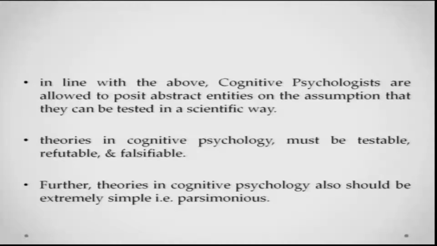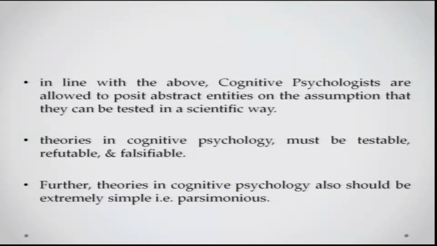Now, in line with the above, cognitive psychologists also try to do a similar thing. They are basically allowed to posit abstract entities on the assumption that they can be tested in this scientific way. Theories therefore in cognitive psychology must be testable, refutable and falsifiable. Further, theories in cognitive psychology should also be extremely simple. That is again one of the things that Popper said, that theories should be simple.